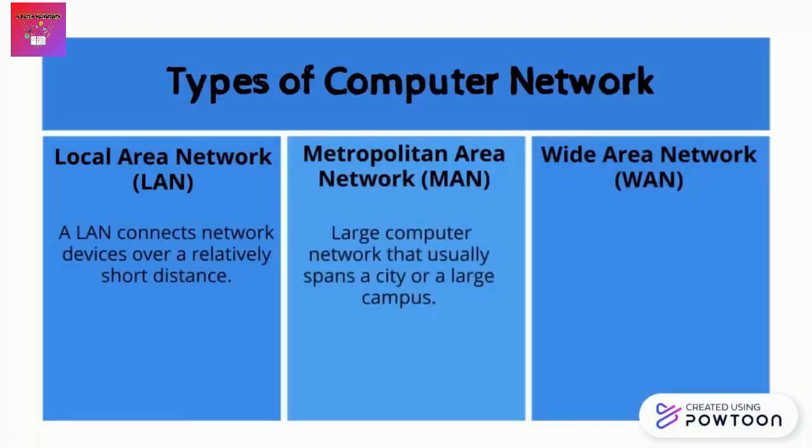A metropolitan area network is a large computer network that usually spans a city or a large campus. A metropolitan area network typically covers an area of between 5 km and 50 km diameter. Government agencies use it to connect to the citizens and private industries. In metropolitan area network, various local area networks are connected to each other through a telephone exchange line. It has a higher range than local area network.